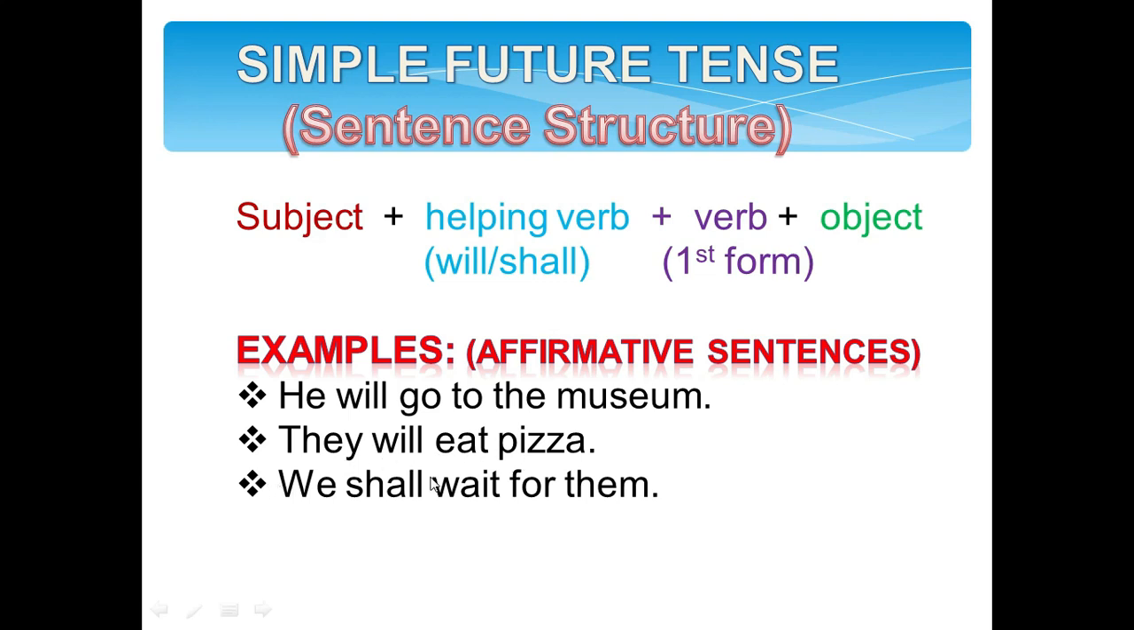We shall wait for them. It's a suggestion, so you are using shall. If here it is he, then you can't use shall. Here we have we, that's why we have used shall. We shall wait for them. So these are the simple examples of positive sentences. We just use will or shall with the first form of verb.